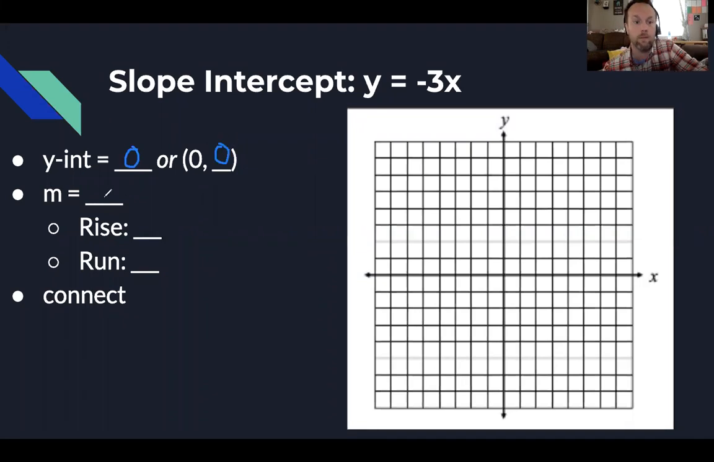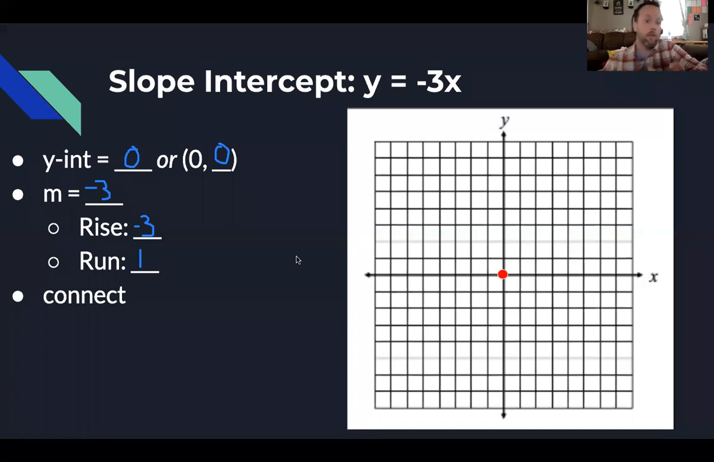My m, remember the m is the number that I am multiplying, or the coefficient that I'm multiplying by the variable x. It is negative 3, so that means that my rise is going to be negative 3, my run is 1. So I'm going to go down 3 units and over 1 unit, and then I connect.